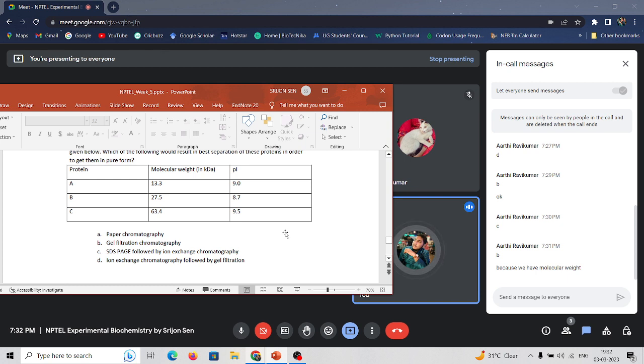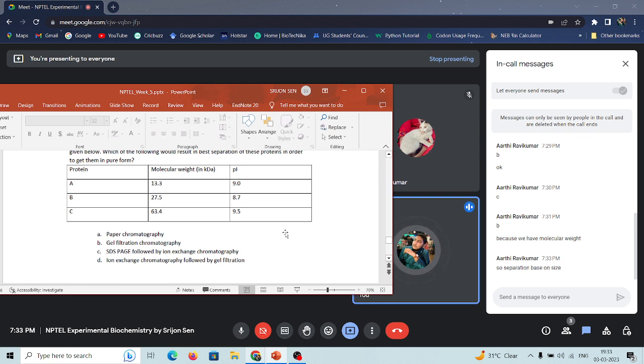That is one point is correct. We have molecular weight. That is very correct. They have varying molecular weight. Separation would be based on size. That is also very correct. Right answer. And another thing you need to keep in mind is that the PIs are very close to one another. So they cannot be separated based on ion exchange chromatography.